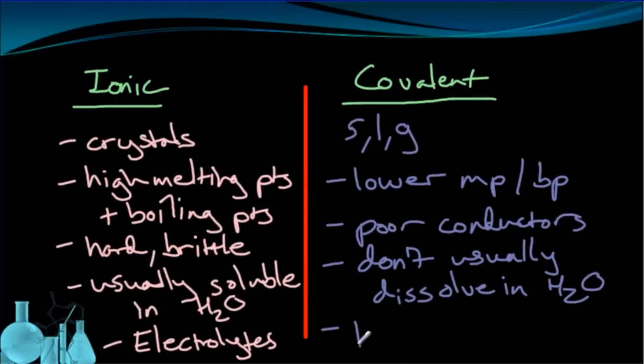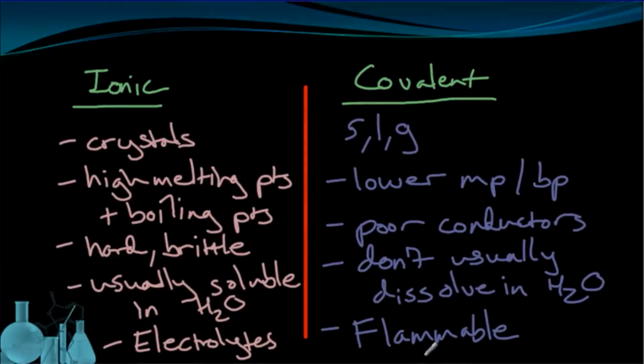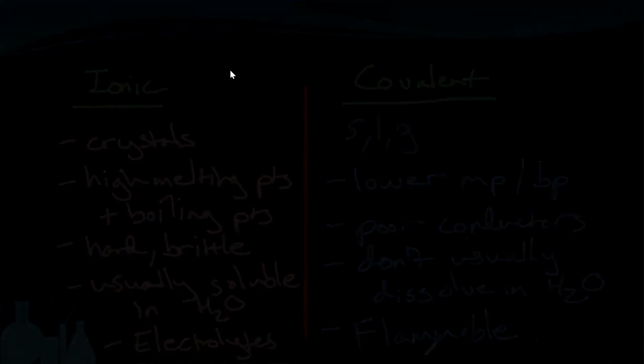And the last one is that they are very frequently flammable. Okay, that's a big giveaway for covalent compounds. Ionic compounds are really never flammable, but covalent compounds are often flammable. That wraps up our comparison of properties for ionic and covalent compounds.